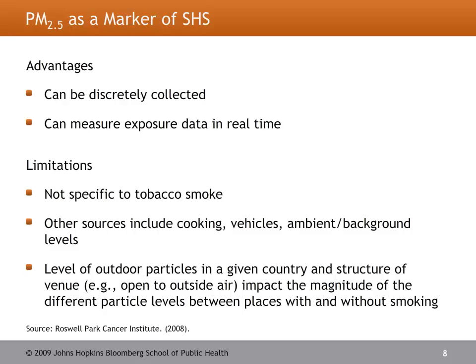There are advantages and limitations, or disadvantages, with using this as a marker for secondhand smoke. PM2.5 can easily be collected in a discrete manner, so that people in the venue where you might be collecting samples would have no idea that you're taking a measurement. It's also useful because it can measure data in real time. As soon as a smoker walks by you while you have your PM2.5 machine, you'll get an increase in your readings and be able to note, oh, there were several smokers right by me at that period of time.